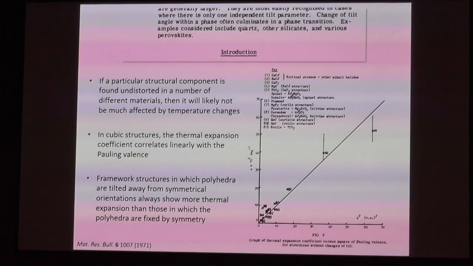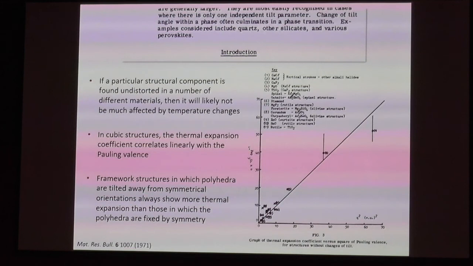So this is the work of Helen Megaw, a crystallographer, and she was one of the first people to look at thermal expansion in inorganic framework materials, and try to connect physical mechanisms with crystal chemical descriptors. And she mainly used Pauling's ideas about bonding and packing in ionic crystals to do that. So what this plot is showing is the thermal expansion coefficient for a bunch of cubic materials versus something called the Pauling valence. And there's a reasonable linear correlation.